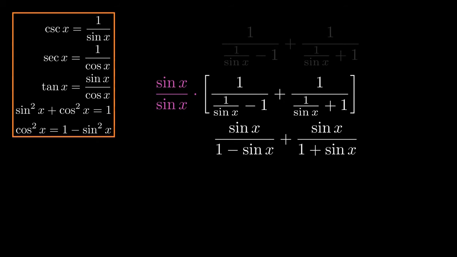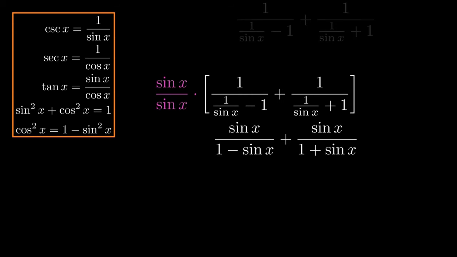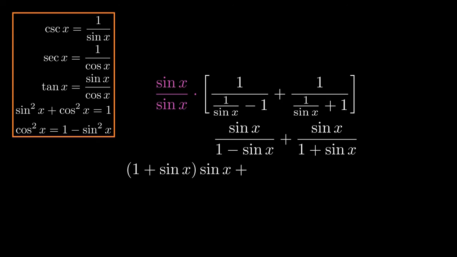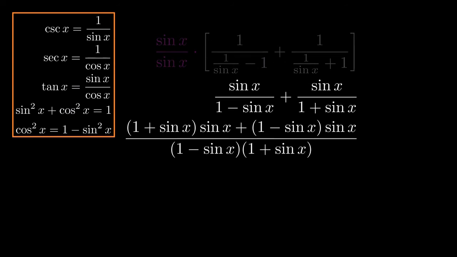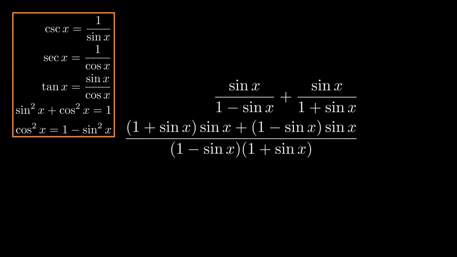Okay, now we need to add these two fractions together, which means we need a common denominator. And the way we're going to do that is by multiplying the first fraction by 1 plus sine x over 1 plus sine x, and then the second fraction by 1 minus sine x over 1 minus sine x. Okay, there's the result of that. Now we need to expand all these brackets. There's the numerator and the denominator.